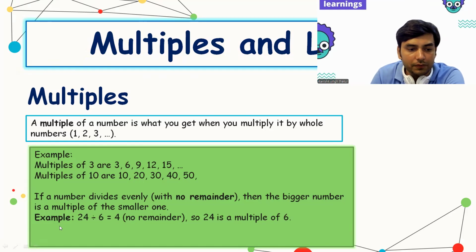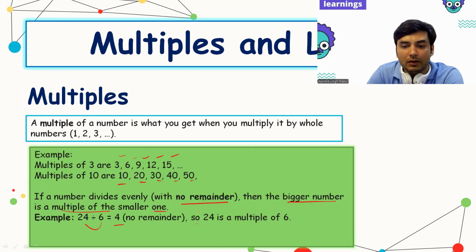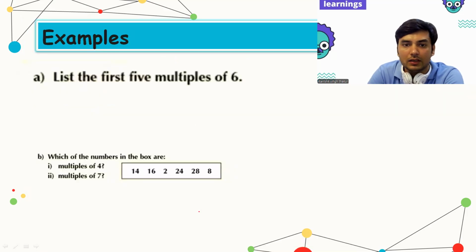So multiples of 3 are 3, 6, 9, 12, 15, and so on. Also, multiples do not leave any remainder. So the bigger number is a multiple of the smaller number. For example, 24 divided by 6 is 4, so 24 is a multiple of 6. So these are what multiples are.